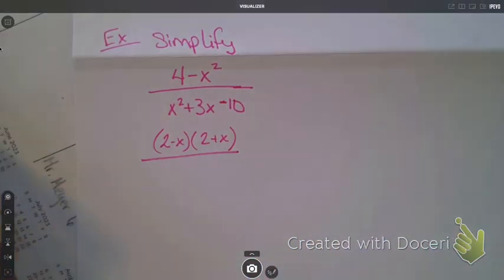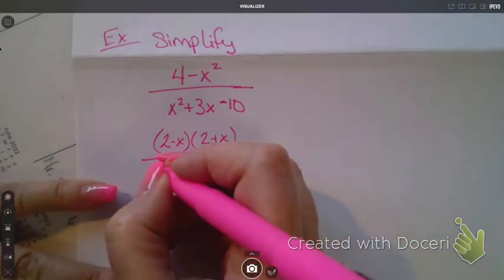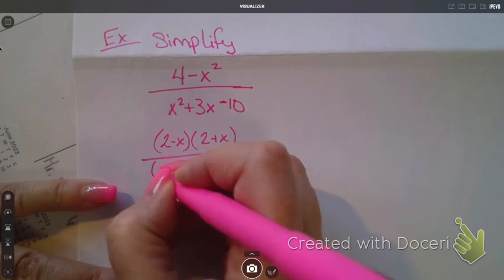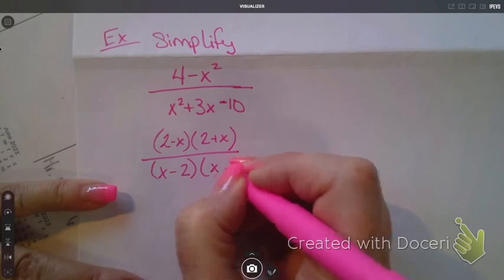So basically you initially looked at it and said, I need to factor, yes? That's what you need to do. So the denominator: 5 and 2. Which one's negative? 2. Okay, so negative 2 and 5.